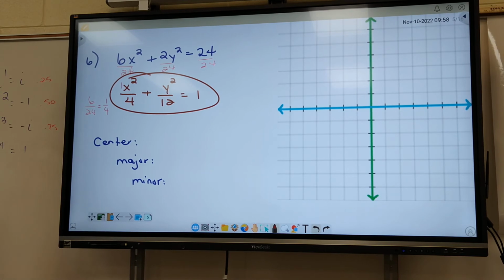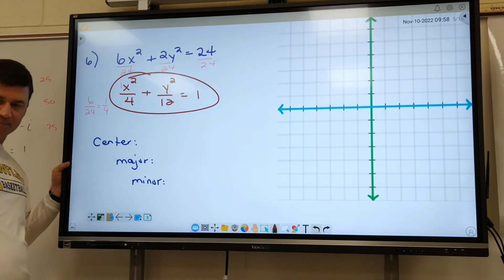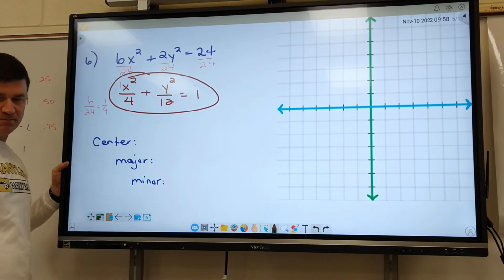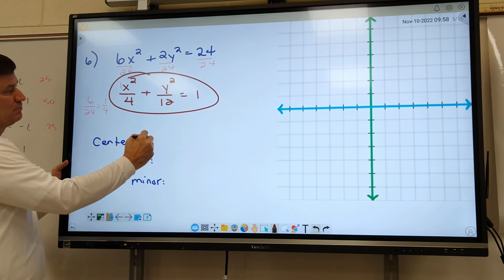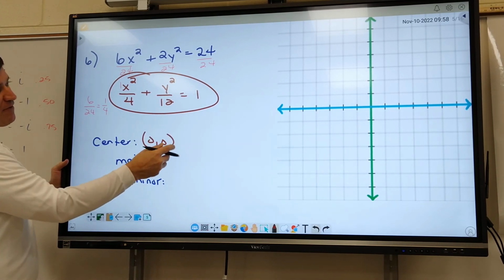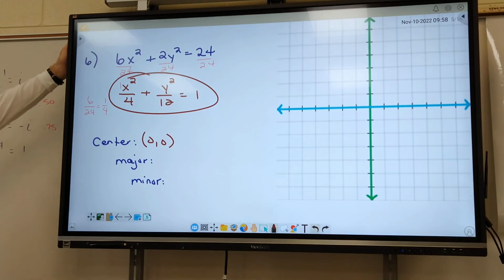All right, so now, Ariana, what is my center on number 6? I don't have any parentheses up top. It'd be origin. 0, 0. We're not graphing these. I don't know why I have a graph up here.